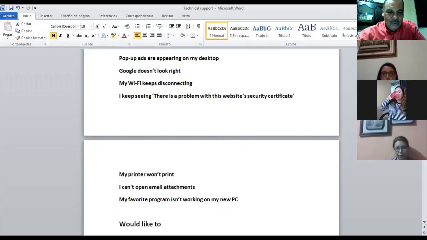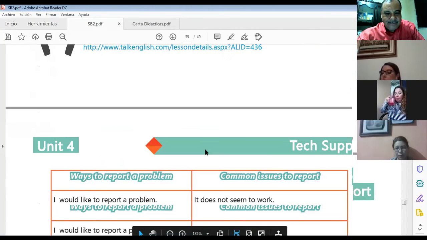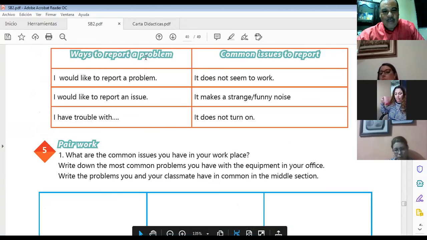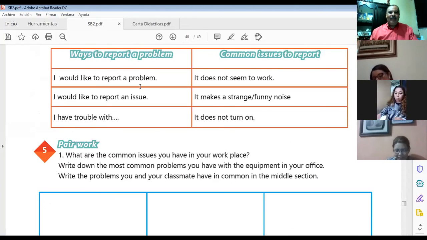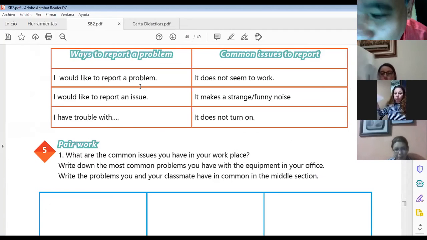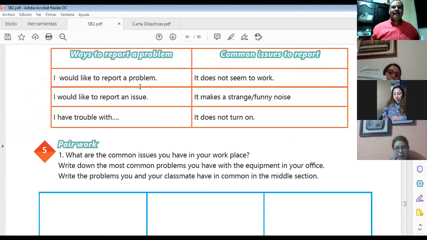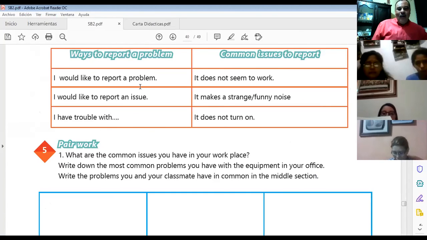Okay, now go to the book. In the book on page 40, ways to report a problem. Okay, can you see it? Repeat after me. Ways to report a problem. I would like to report a problem.